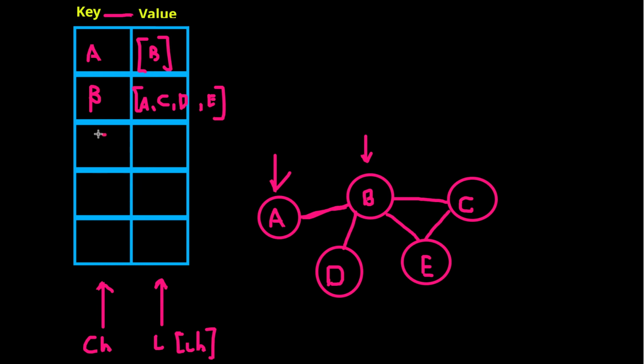Now we look at C. C is connected to B and E. And I'll just go ahead and fill the rest in for you because you probably get it by now. Here's what the final graph would look like.